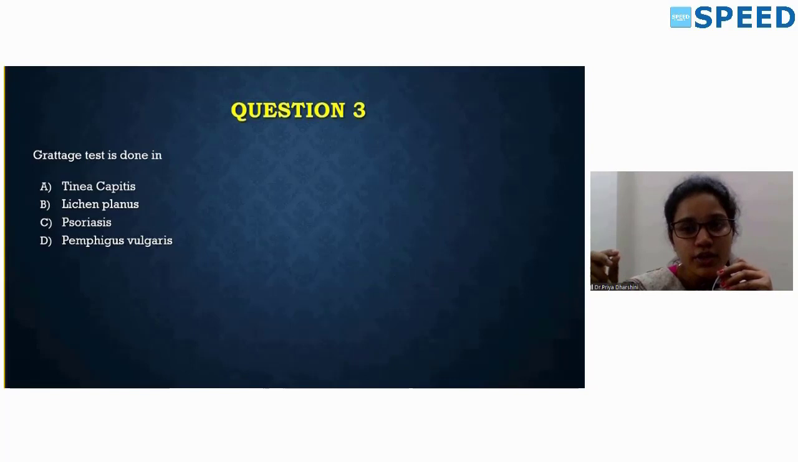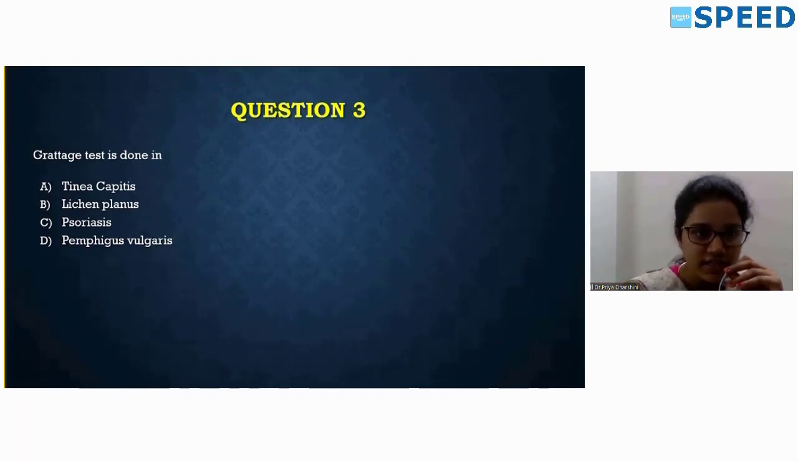What you have to do is, take a clear glass slide and scrape off the lesion. The scales will come out with a candle wax like appearance. So this appearance is called candle wax appearance. And second step is, after scraping the scales, what you can see is a translucent membrane called Berkeley's membrane. So this is step 2 of Grattage test.